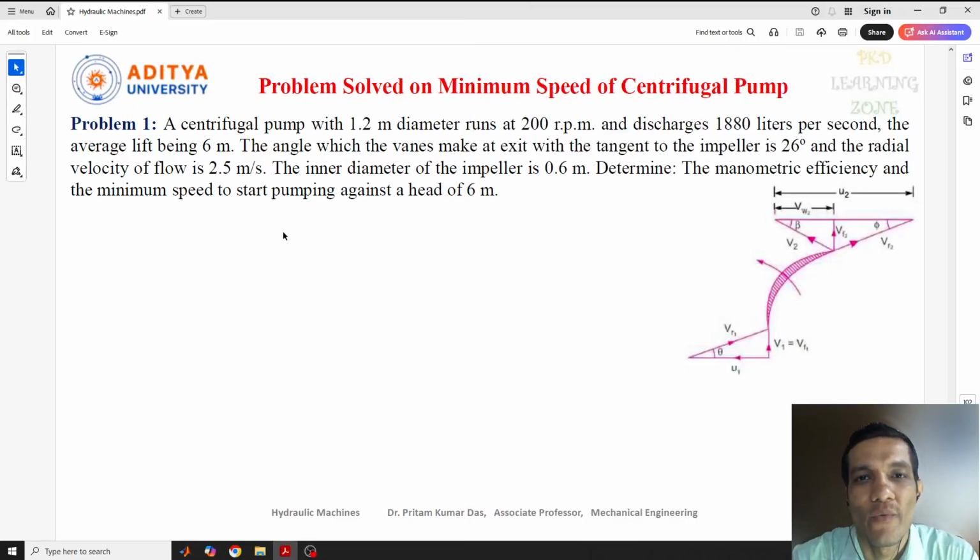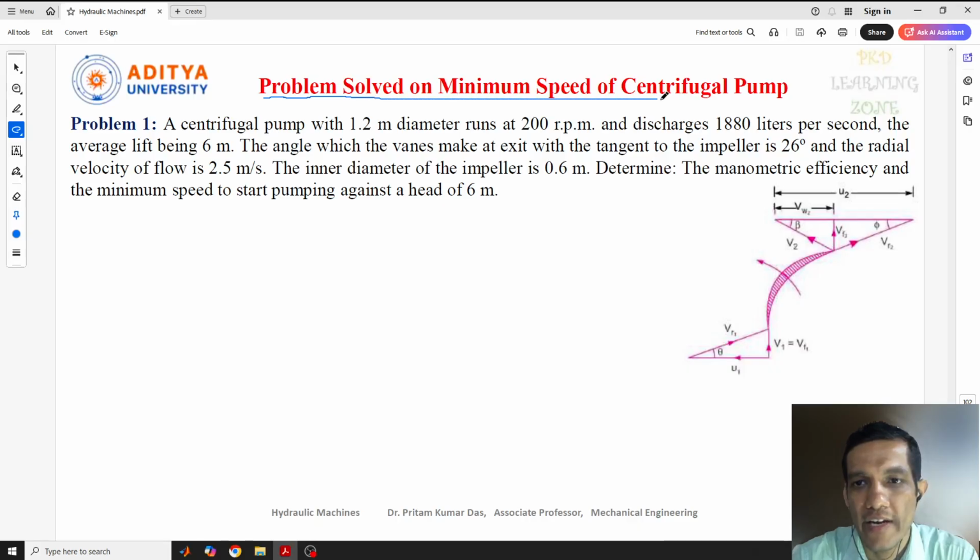Hi everyone, welcome to this new lecture of hydraulic machines. In this lecture, we will solve a problem on minimum speed of centrifugal pump. In our last lecture, we have derived an equation for minimum speed of a centrifugal pump. So based on that concept, we will solve this problem.